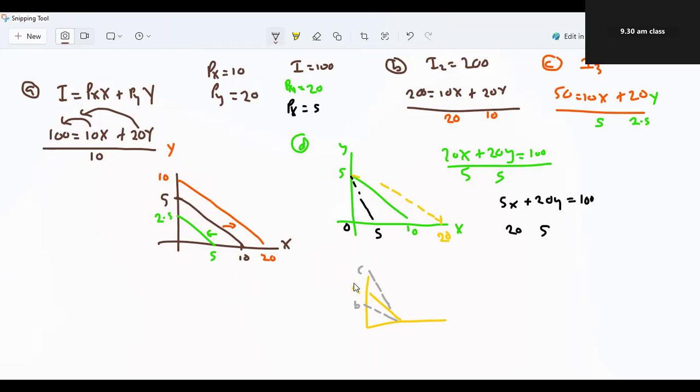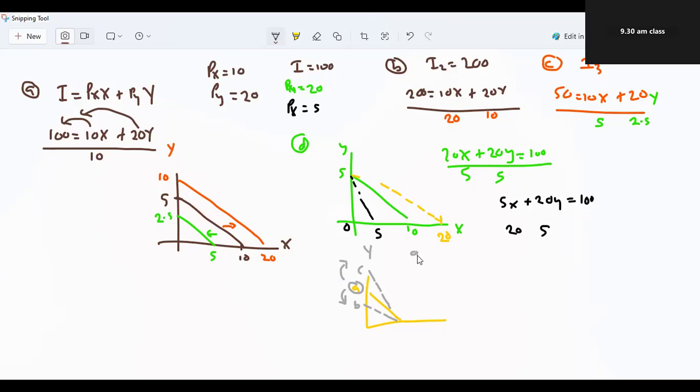So if A was original, the graph would have tilted downwards because good Y became expensive. If A was original, the graph would have tilted upwards because good Y could have become what? Cheaper. The price would have reduced.